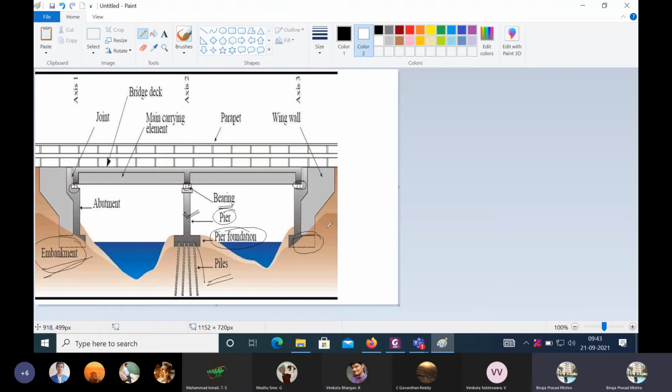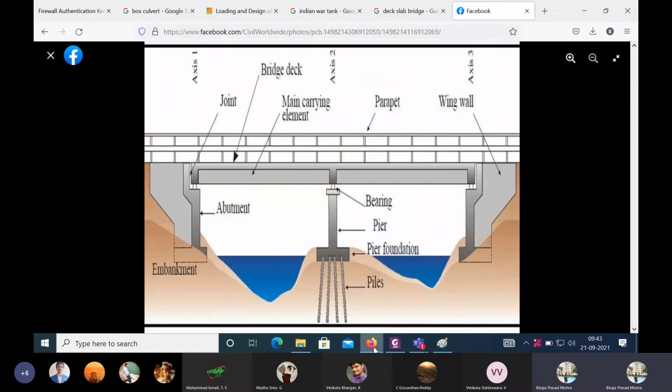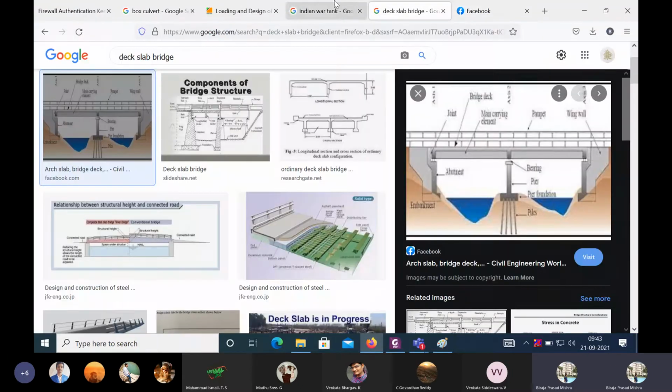This one is called the embankment, and this one is also called the embankment, and this structure is called the wing wall. You might have seen this kind of structure earlier whenever you were visiting or going to different places.